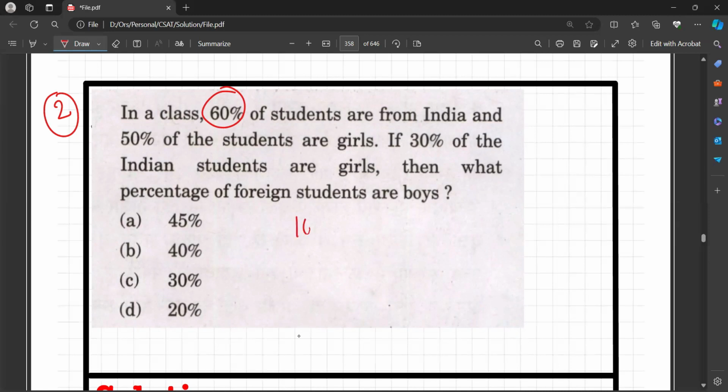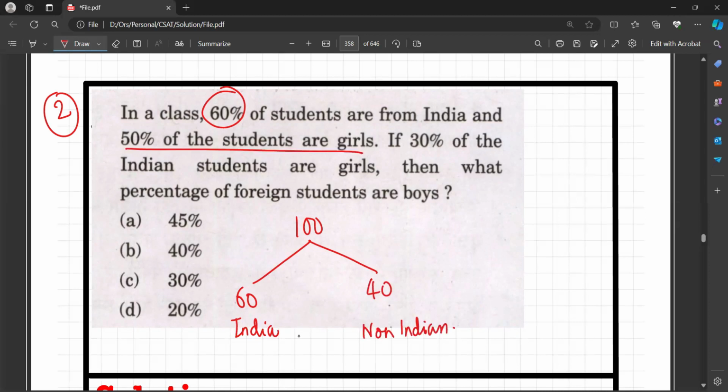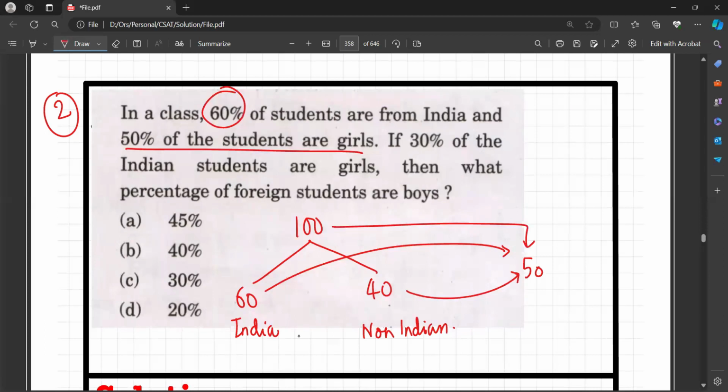So if we assume 100 students, 60% from India, so 60 will be from India, non-India will be 40, right? And 50% of the students are girls. So how many girls? 50 are girls. This 50 will come from here. This 50 will also come from here.